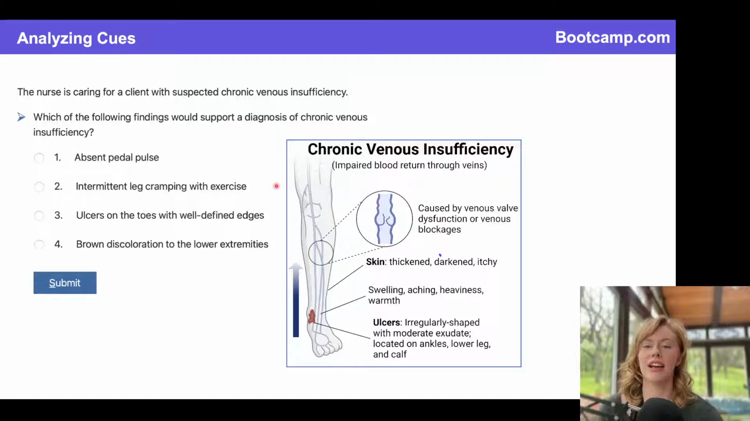Then intermittent leg cramping with exercise. What do you guys think? Is that an arterial or a venous problem?